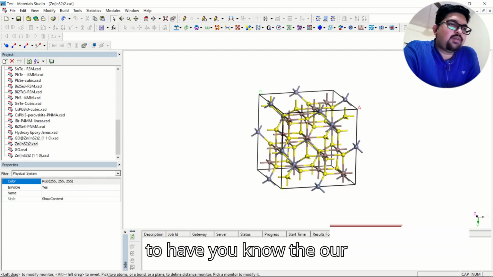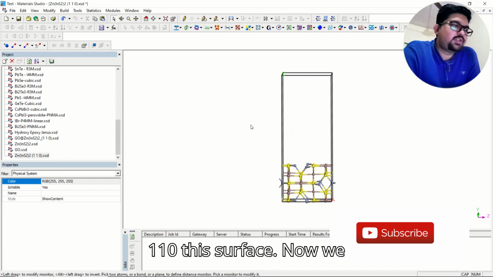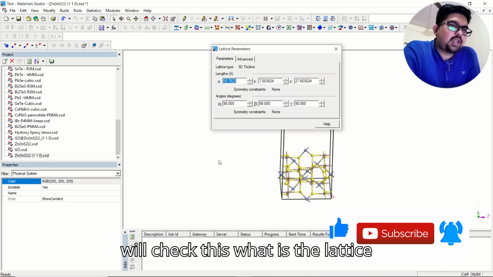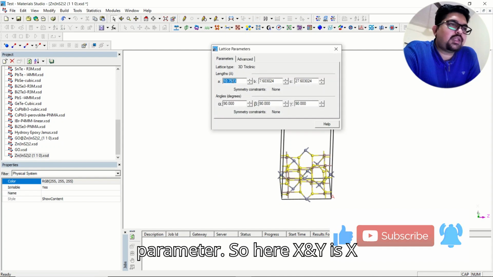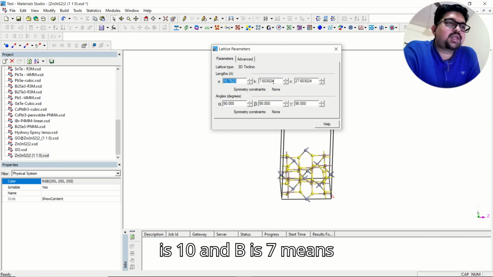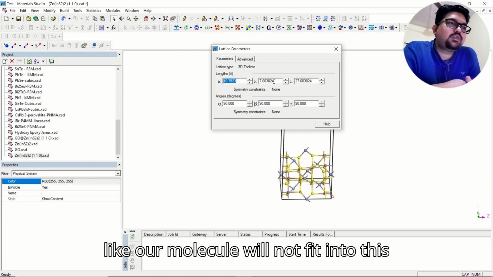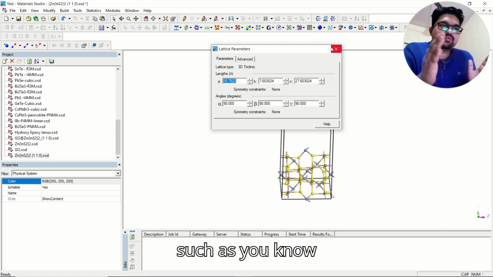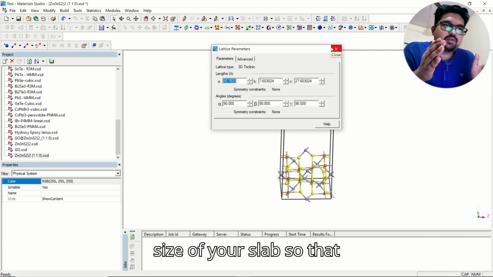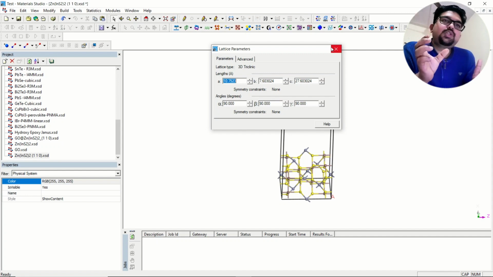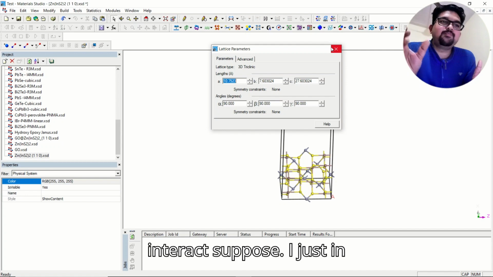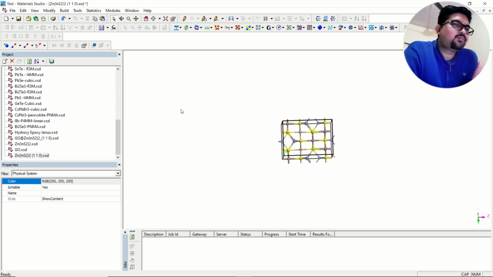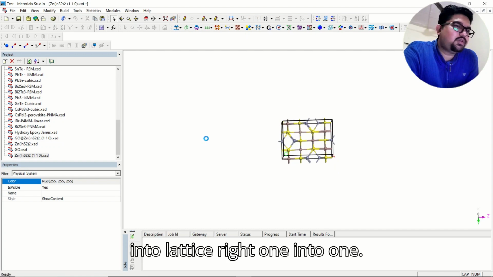So we need to have our 110 surface. Now we'll check the lattice parameter. So here x is 10 and y is 7, which means our molecule will not fit into this, right? So we need to have such a size of the slab so that those graphene oxide molecules do not interact. Suppose I give a 2 into lattice, right? 1 into 1.